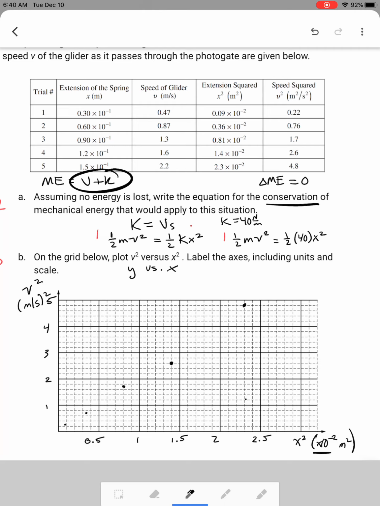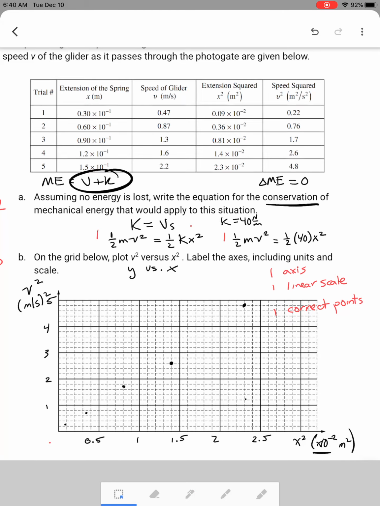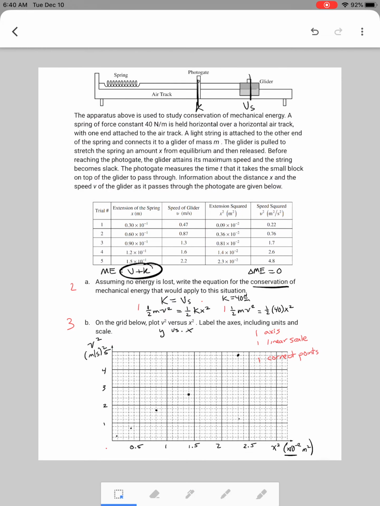All right, so on this one, the points come from the axes, the linear scale, and then your correct points. If you plotted the points correctly and made a graph here, you got 3 out of 3. So don't overthink these graphs. They're usually pretty straightforward.